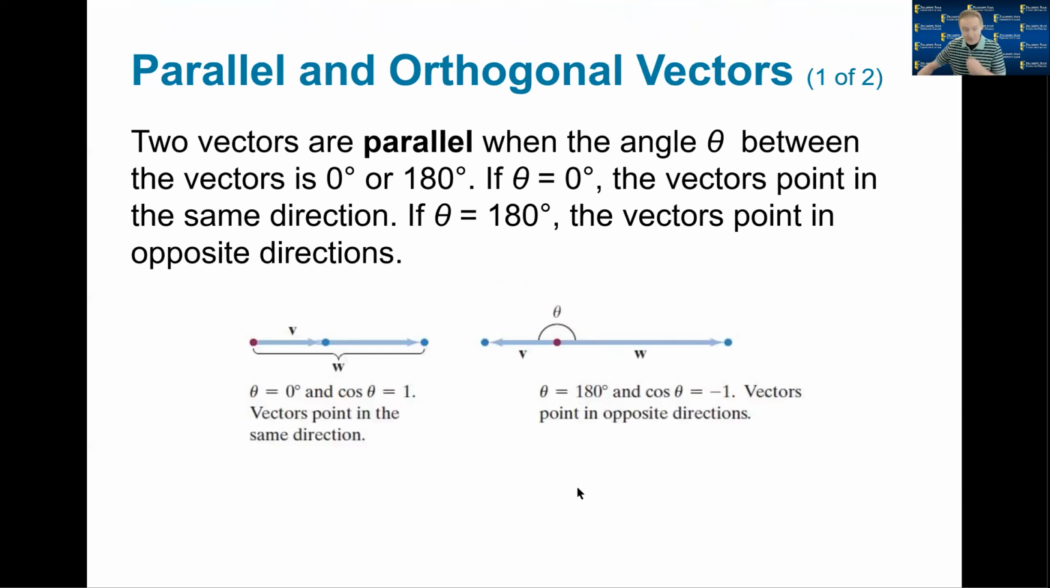Now, when we talk about parallel and orthogonal vectors, we say two vectors are parallel when the angle theta between the vectors is 0 or 180 degrees.